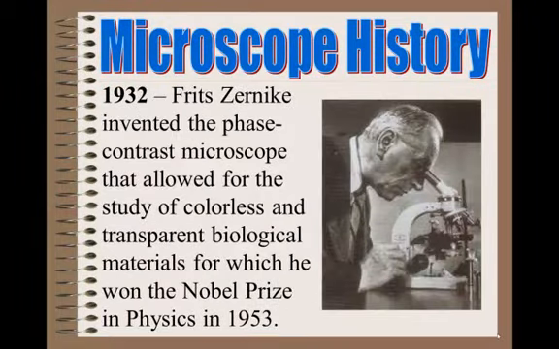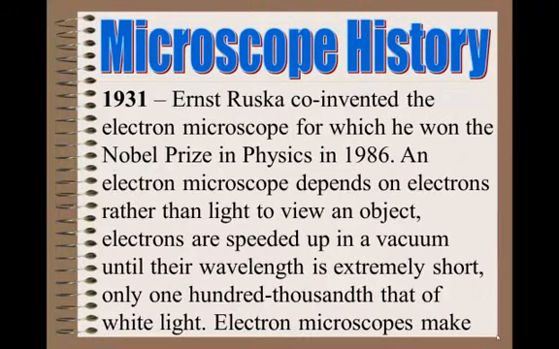None of these you need to write down, so don't worry about them. Then Zernike invented a phase contrast microscope, which allowed the study of colorless and transparent biological materials, and he too won a Nobel Prize. In 1931, we had Ruska, who invented an electron microscope, and he won a Nobel Prize in 1986 for it.